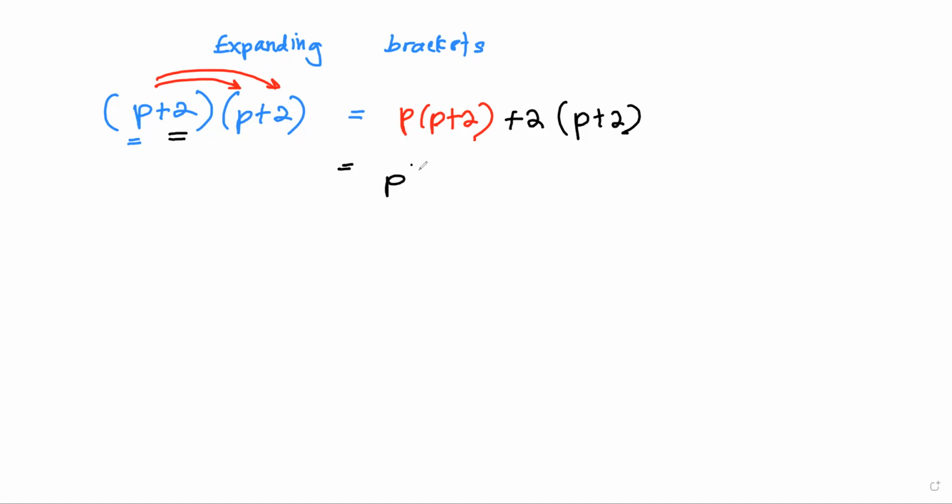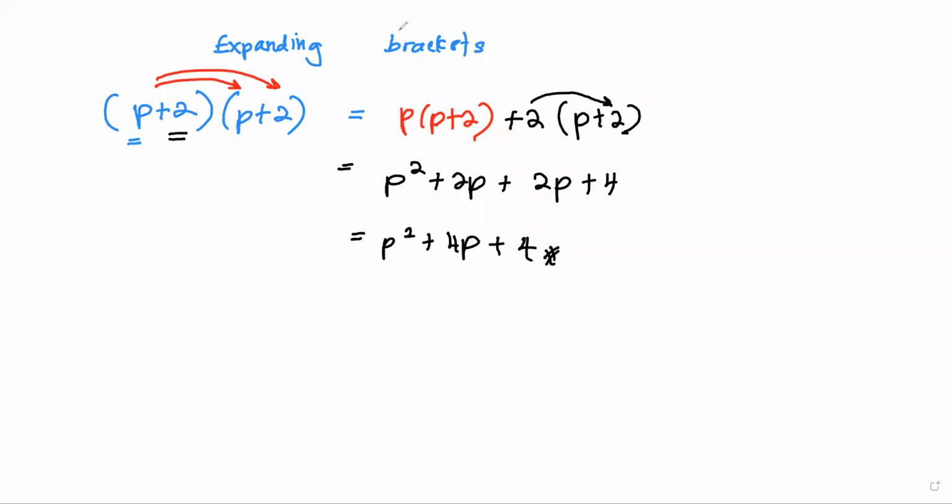So p times p, p squared, p times 2, so 2p, and 2 times p, 2p, and 2 times 2 will be 4. And at the end, you can simplify it and get p squared plus 4p plus 4. So this is the answer.